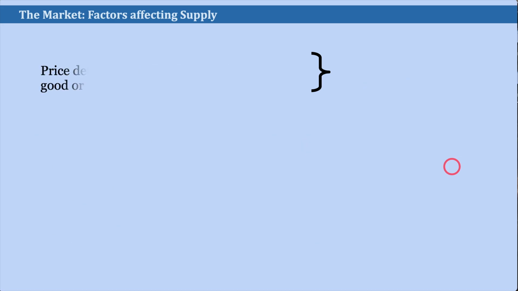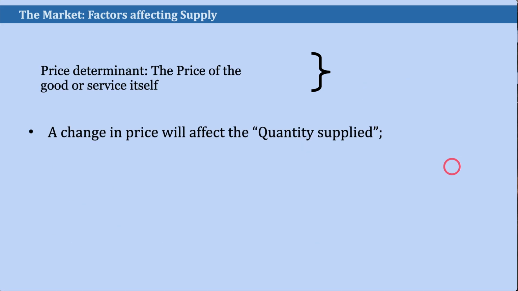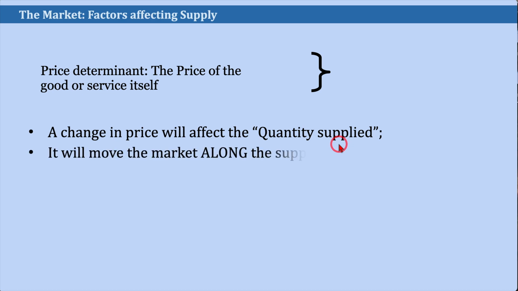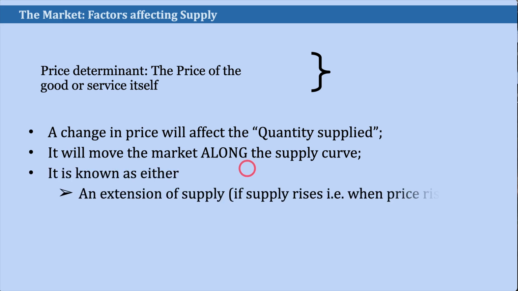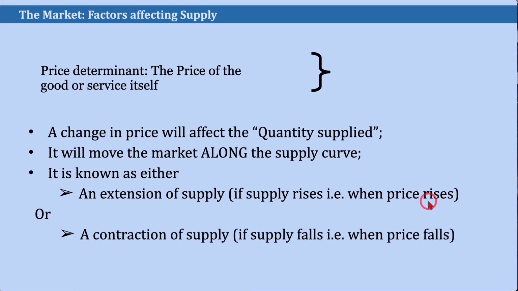Okay, so let's have a look. The price itself, that's what we're going to look at in this video only, is going to affect what we call the quantity supplied. It will move the market along the supply curve. Really important: price changes move you along curves. And it's known either as an extension of supply, and what we're going to find is that supply will rise when prices rise, and I'll explain that in the next part, or contraction of supply. Supply falls when prices fall. So let's have a look at why that is actually the case.